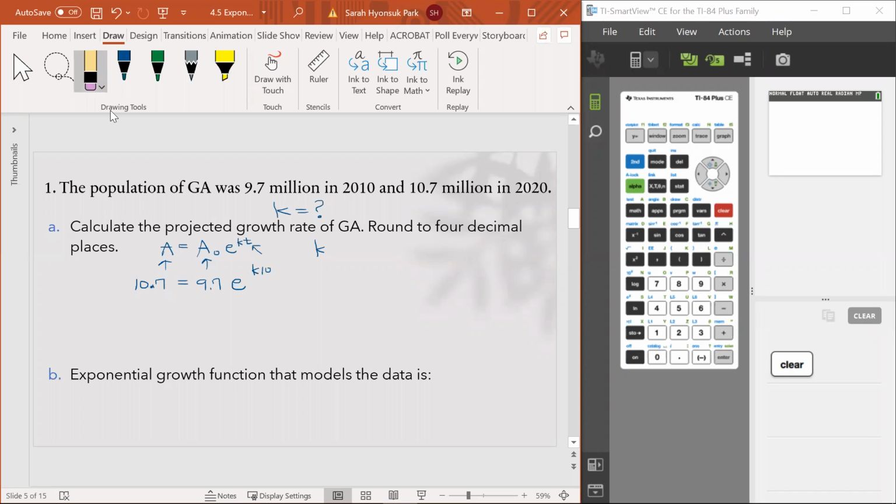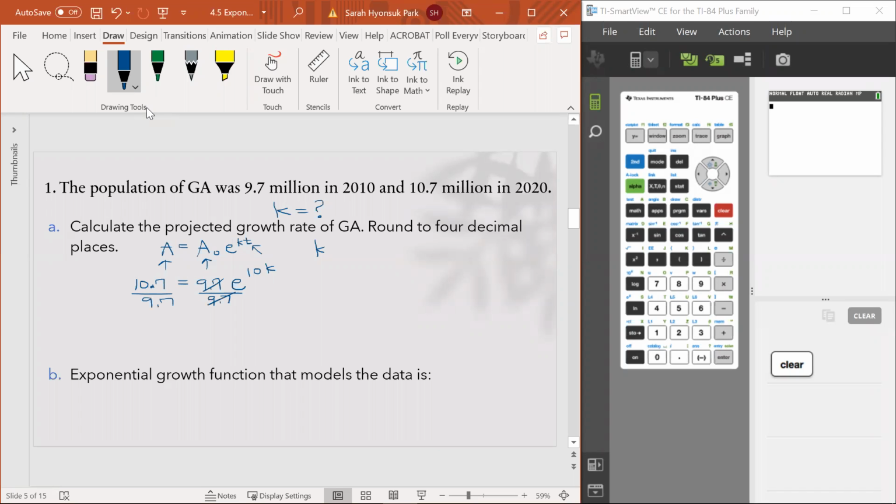Usually, though, we write numbers between the variables. I'm going to just write 10K. Now we're trying to solve for K, and we've done exponential equations where we have to get the base isolated. So there's this 9.7 in the way. So we first have to divide both sides by 9.7 to cancel that out.